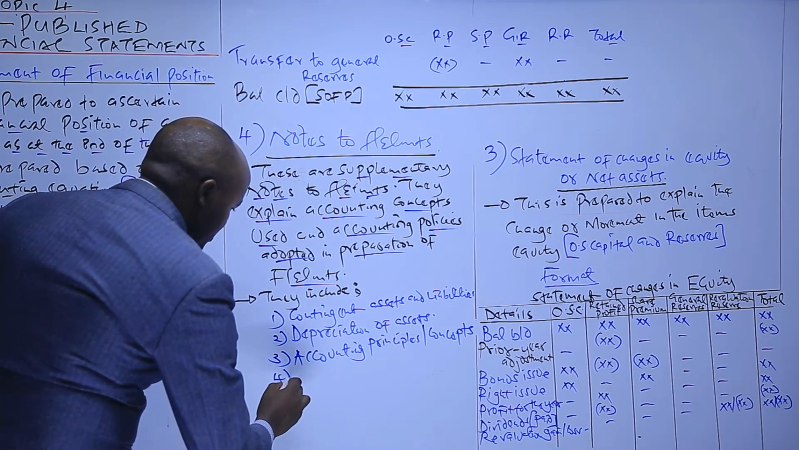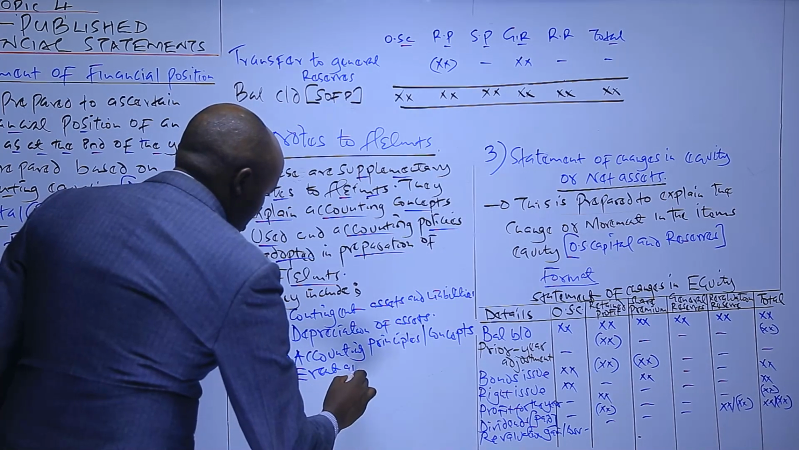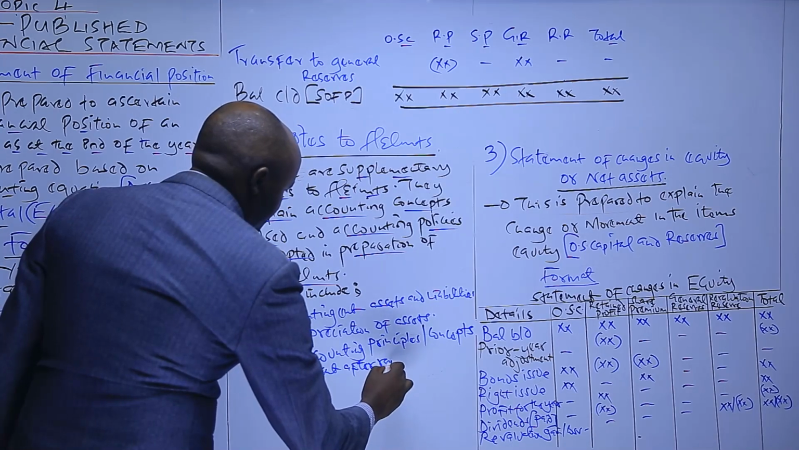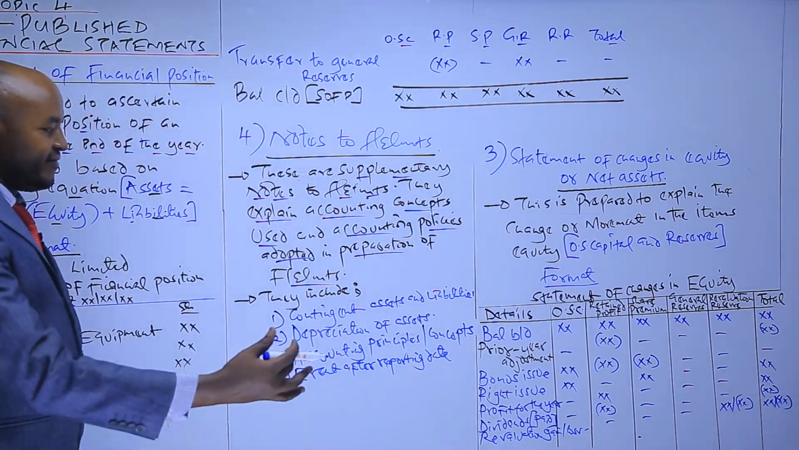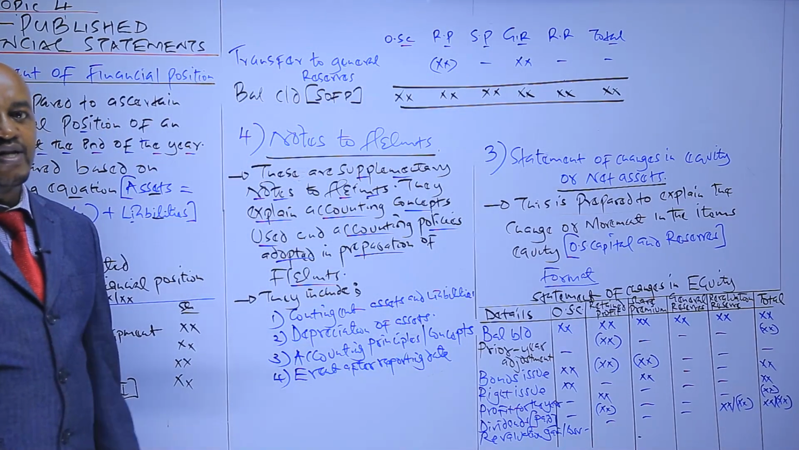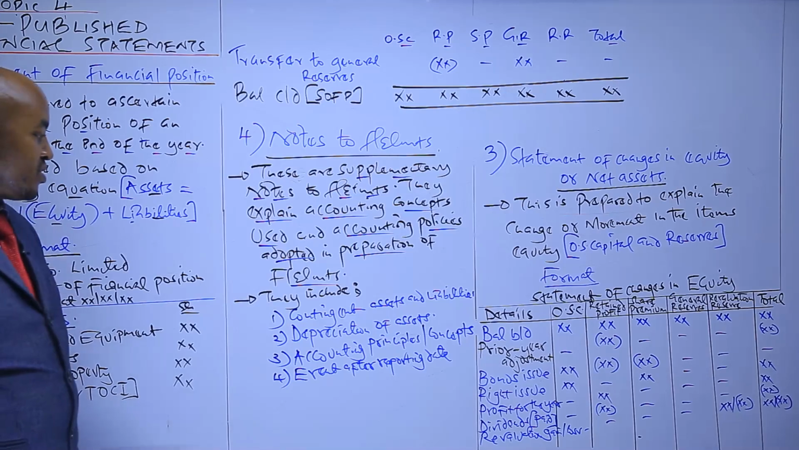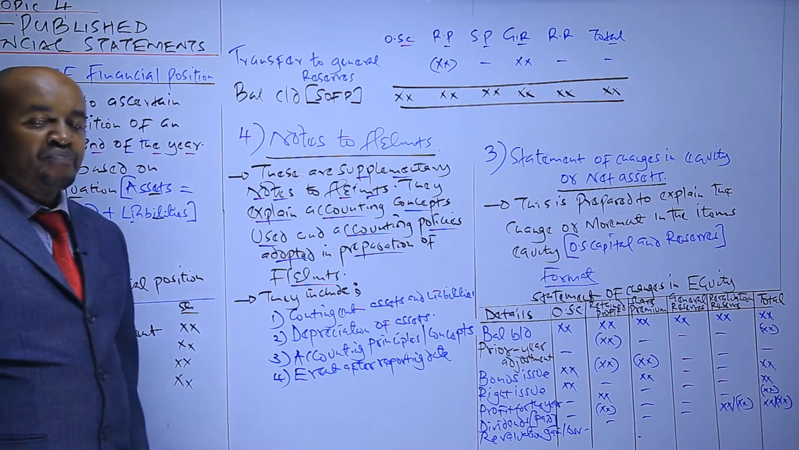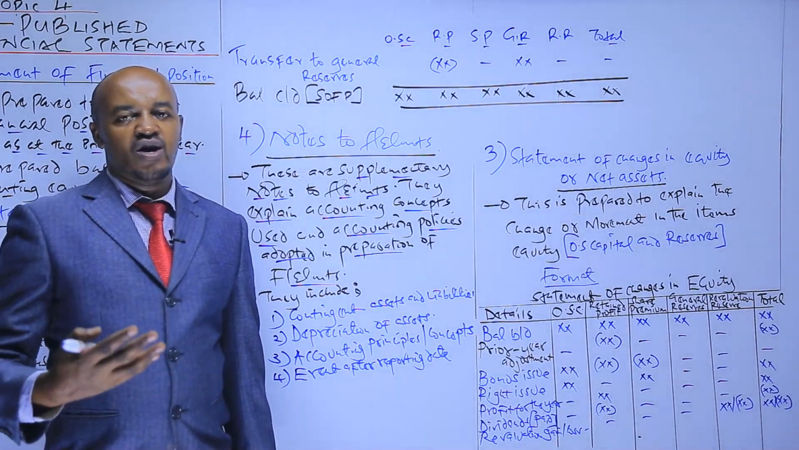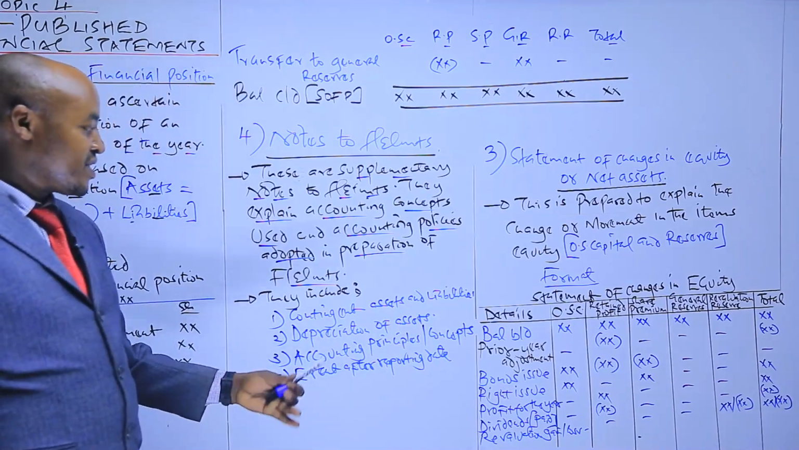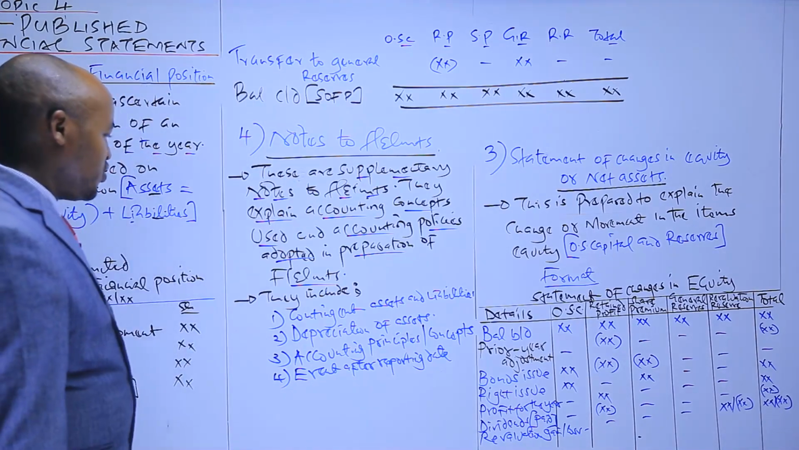This note will also include what we refer to as events after the reporting date. Basically, these are events which occur after the financial statements have been prepared, but they need to be brought to the attention of the shareholders. For example, the company acquired significant assets after the financial statements were prepared. That must be brought to the attention of the shareholders, and because it cannot be captured in the financial statements, it should be part of the note.